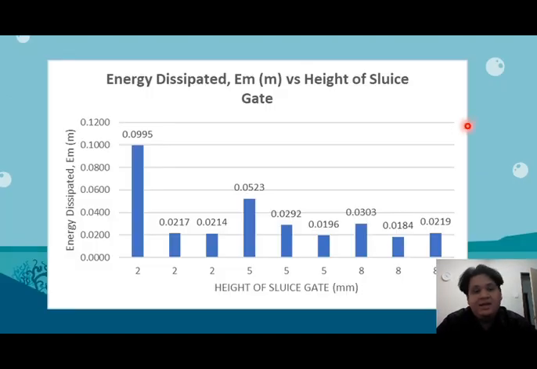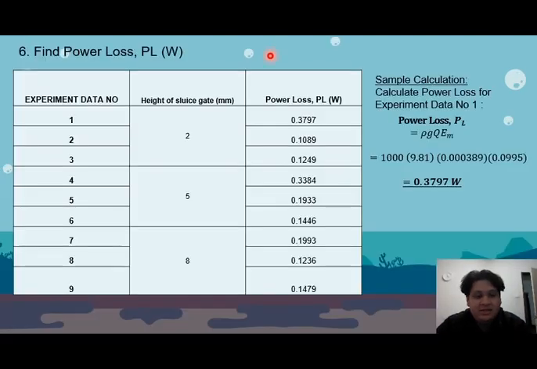This slide indicates the bar chart, which has data of energy dissipated EM in meter, which we have calculated in the previous slide, versus 3 different heights of sluice gate, which is 2 mm, 5 mm, and also 8 mm. The last step in this analysis is step number 6, which is to find power loss PL in unit watt.